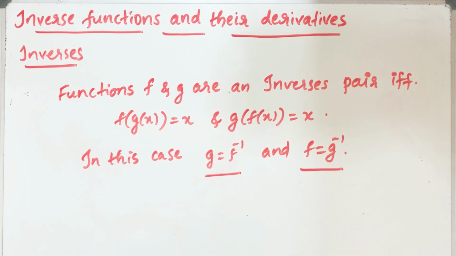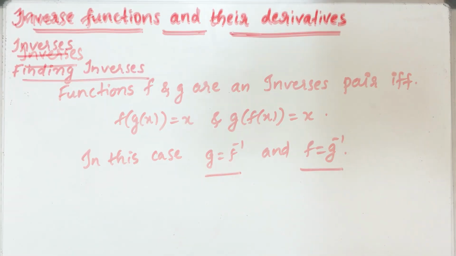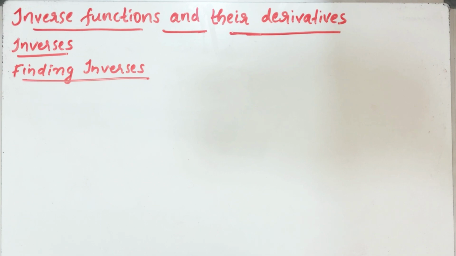Next, we can discuss how to find inverses. Before that, in this section, we will consider only invertible functions, or we know inverse exists for only one-to-one functions. So we will consider only one-to-one functions. For example, increasing and decreasing functions are always one-to-one. What are increasing and decreasing functions?